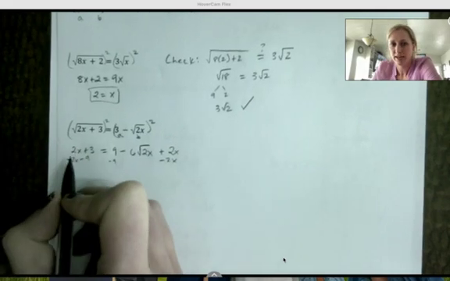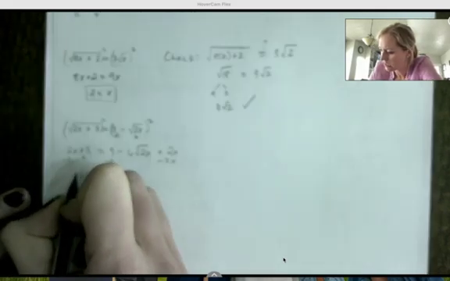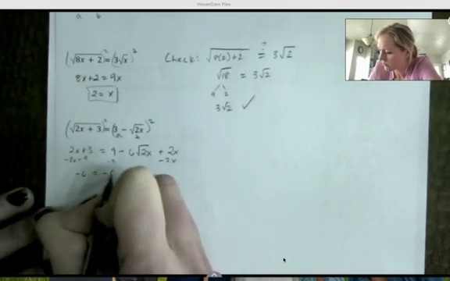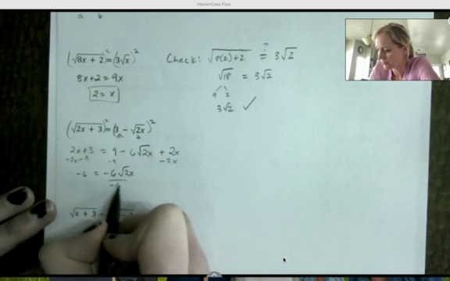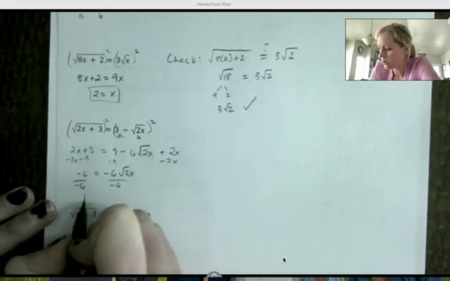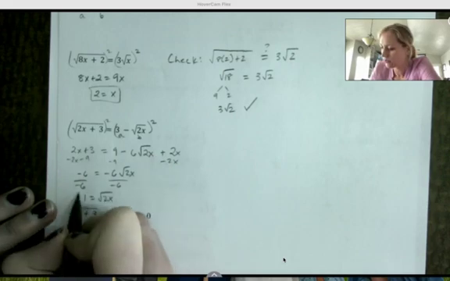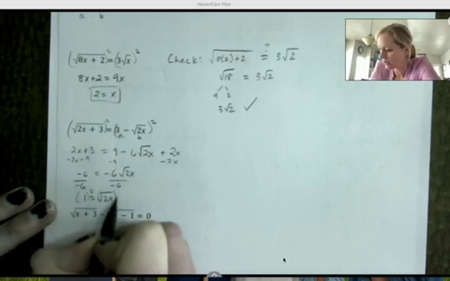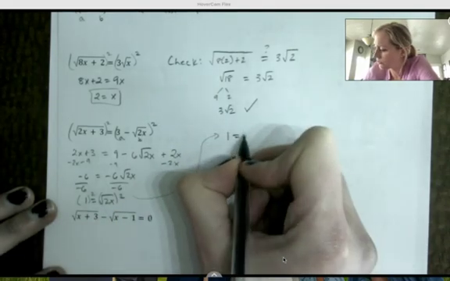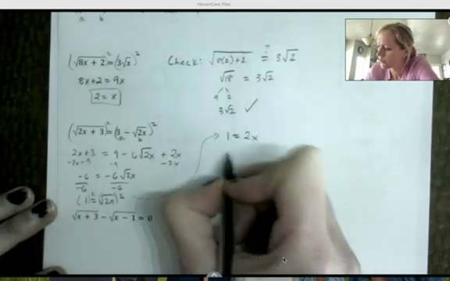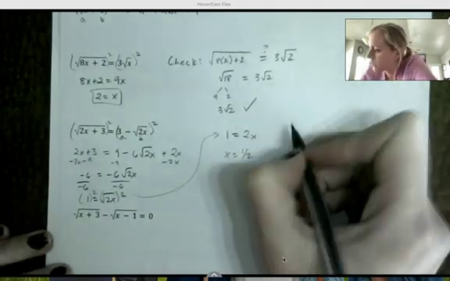So what I got now is negative 6 equals negative 6 root 2x. Now divide by negative 6. So I have 1 equals the square root of 2x. Now I'm going to square both sides to get rid of the radical. So now I have 1 equals 2x. So x equals 1/2. Let's check this guy.